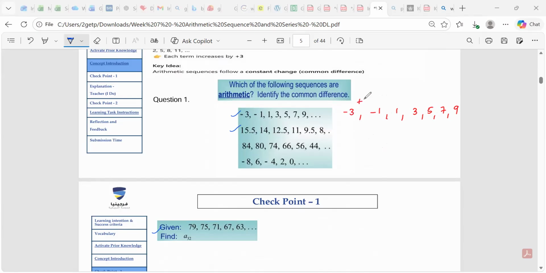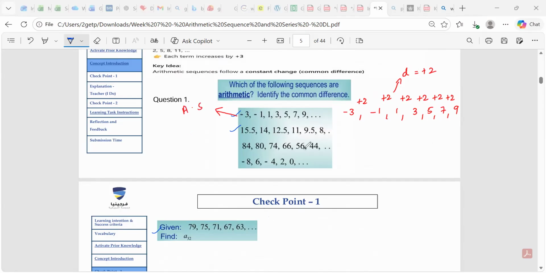Minus 3 plus 2 is minus 1. Minus 1 plus 2 is 1. 1 plus 2 is 3. 3 plus 2 is 5. 5 plus 2 is 7. 7 plus 2 is 9. So we have a common difference. Here the common difference d is positive 2. So therefore this is an arithmetic sequence.